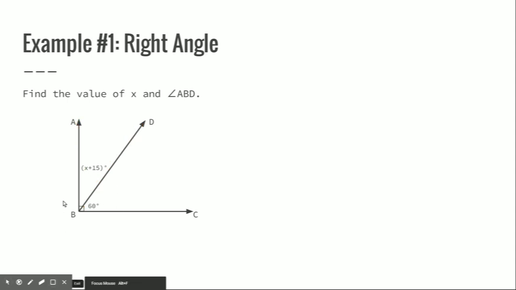Now this is a complementary angle, and it has a 90-degree angle right here, which means we can set up an equation to solve this problem. And all we have to do is go, okay, whatever this is, plus the 60 will equal 90 degrees, because these two angles together equal 90 degrees. So all I end up doing is adding those two angles together and show that it equals 90 degrees. Now x plus 15 plus 60 can be simplified to x plus 75 equals 90. And when I subtract 75 from both sides, I get x equals 15.